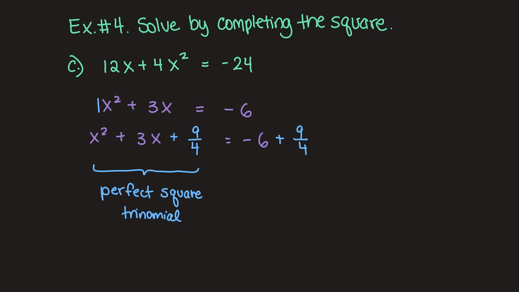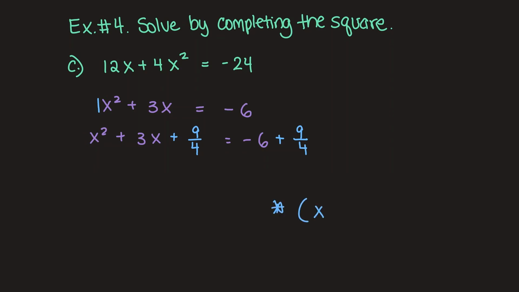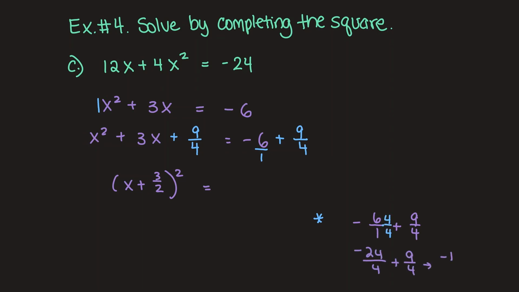And now this will be a perfect square trinomial. However, it might be a little tricky to see what this factors to, but since this is a perfect square trinomial, this will always factor to x plus b over 2 times x plus b over 2, which is the same as x plus b over 2 quantity squared. So our perfect square trinomial factors to x plus 3 over 2 quantity squared. And now we have to simplify the right side. So to add -6 plus 9 over 4, we rewrite it with the LCD of 4, and we get -15 over 4 on the right side.